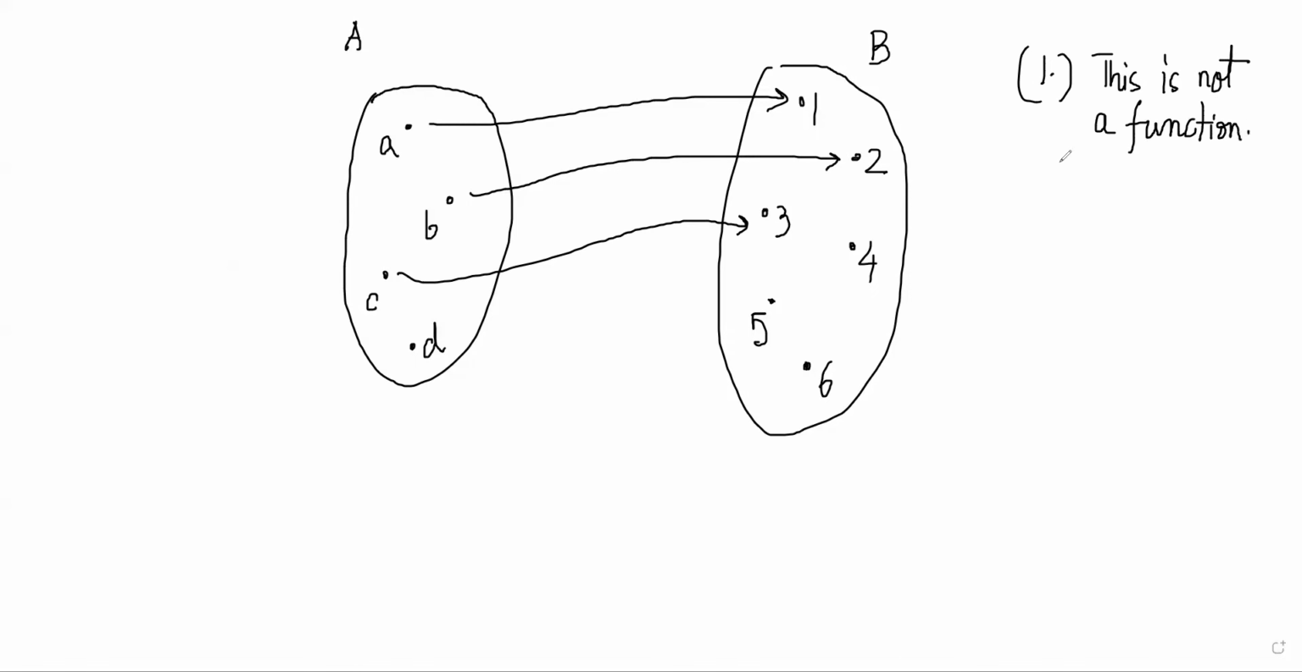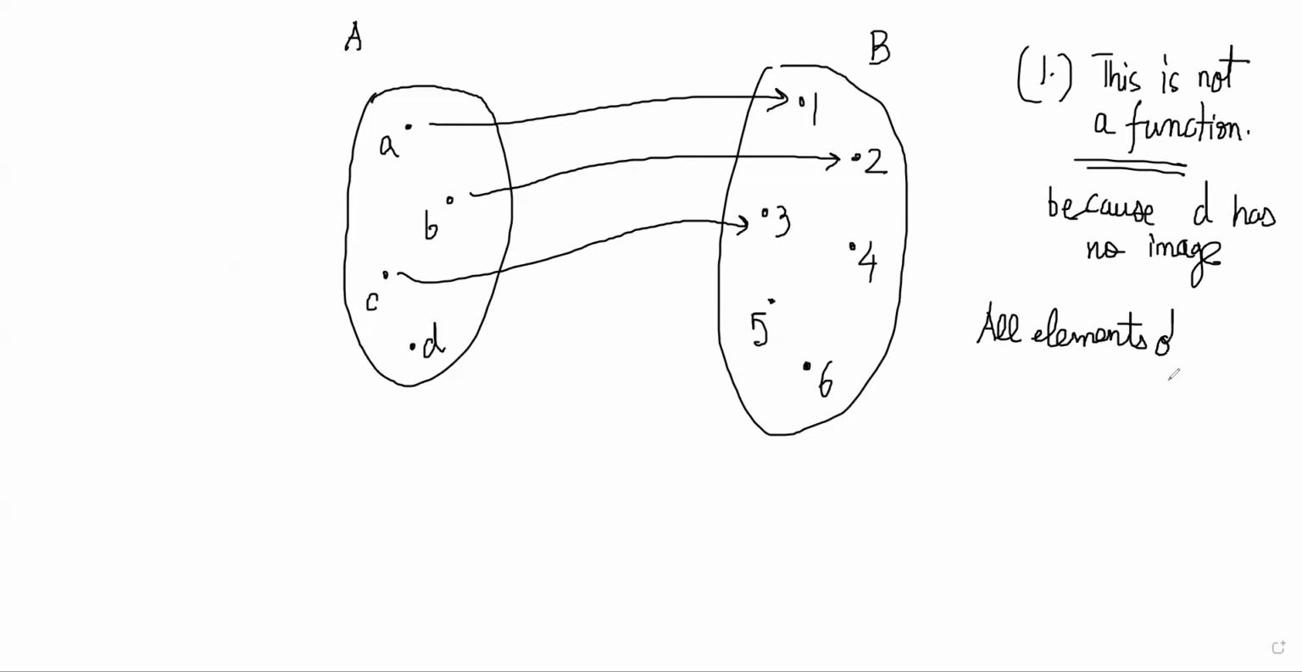Why are we saying that this is not a function? Because all the elements in A are not mapped to B. Because D has no image, right? Correct. So the first rule for a function is all elements of the domain should have an image, right? Yes, sir.